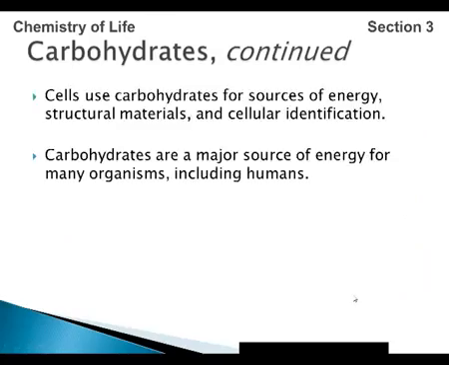Cells use carbohydrates for sources of energy, structural materials, and cellular identification. Carbohydrates are a major energy source for us inside of our cells. And not only us, but all organisms use carbohydrates for those different things: for sources of energy, for structural materials, and for cellular identification. So carbohydrates are used to identify the type of cell that is made.